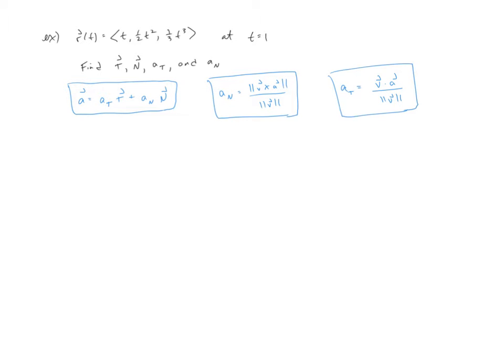All right, so in this video, we're going to take a look at an example of decomposing this acceleration vector. In particular, we're going to find the unit tangent, unit normal, the scalar a sub t, and the scalar a sub n. And so I've summarized the formulas from the last video, and I just wanted to explain that the way I do this is different than what's described in the text a little bit.